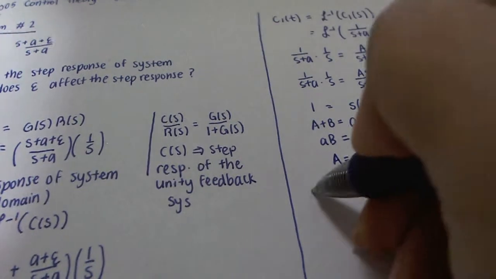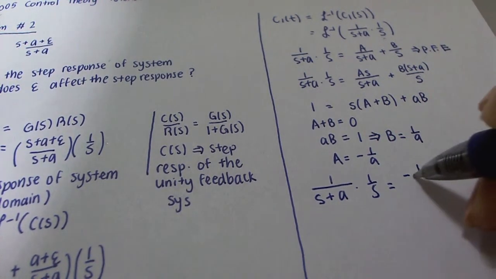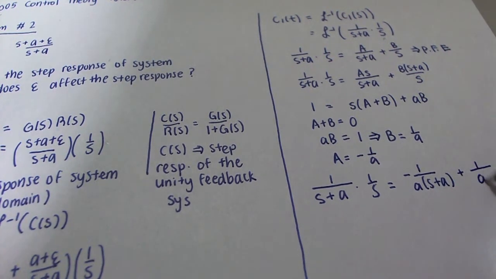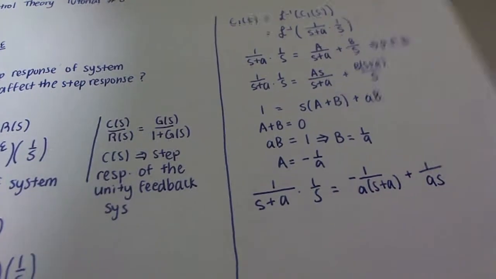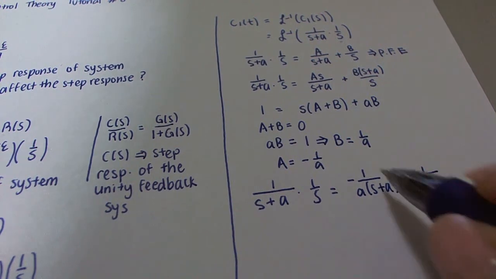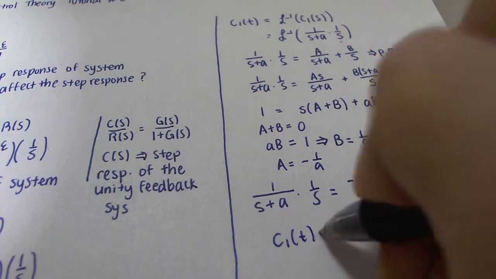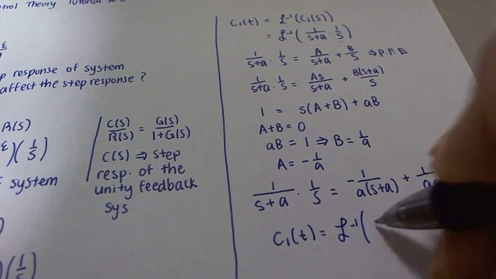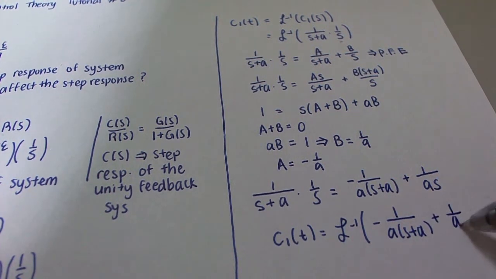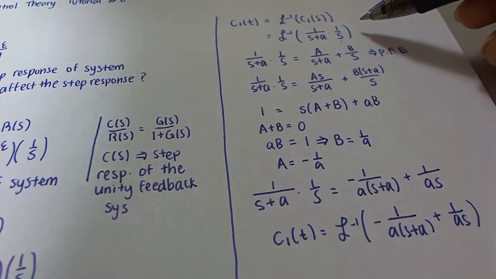So our equation will become minus 1 over small a multiplied by 1 over s plus a, plus 1 over a multiplied by 1 over s. And we can just take the inverse Laplace transform of these two fractions that are in their standard form, which is, let me rewrite everything again. So this is following from the step that we did up here.